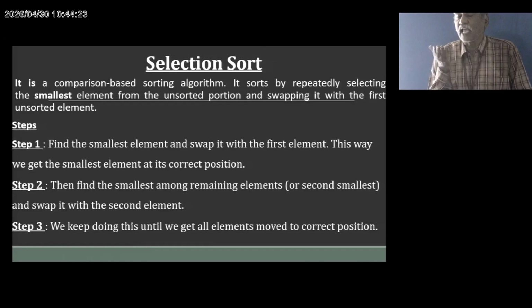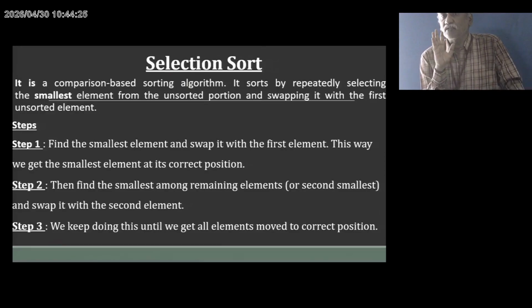Suppose there are 8 elements, right? What we can do is move the smallest element into the second position, and the second position element is moved to the last one. So we keep doing this until we get all the elements. This process is repeated until every element is in the correct position.